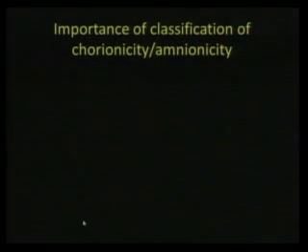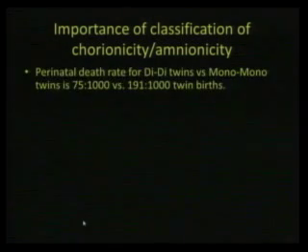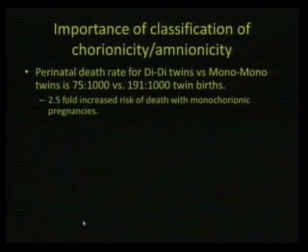So why is all this important? It's very important that we classify chorionicity and amnionicity. Perinatal death rate for dizygotic twins versus mono twins, 75 to 1,000 versus 191. So more than twice the perinatal death rate in mono twins.